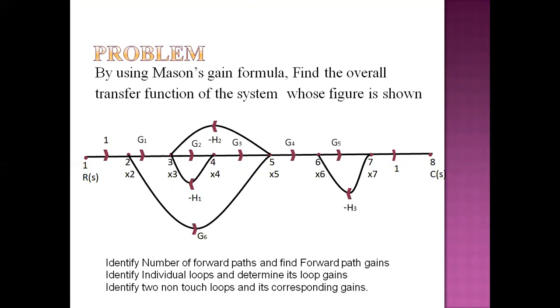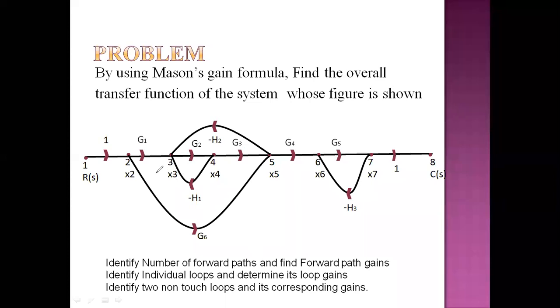Second, how many loops? Here you can see, starting from node 2, the signal flows through node 3, node 4 and node 5 and comes back to node number 2. So this forms a loop.